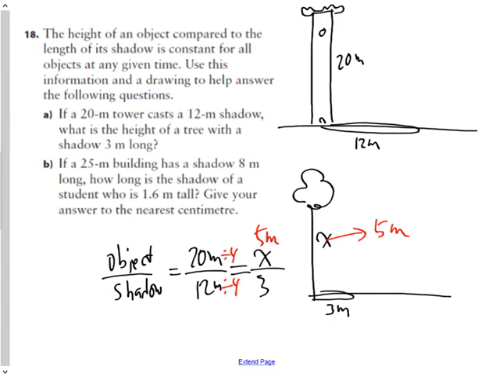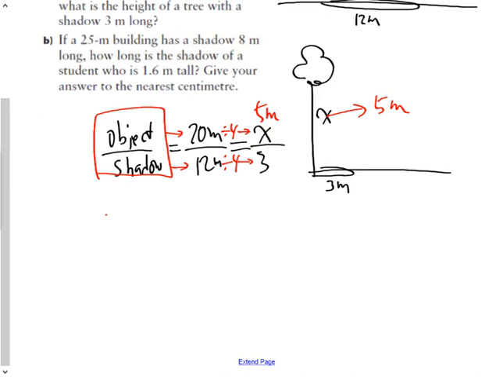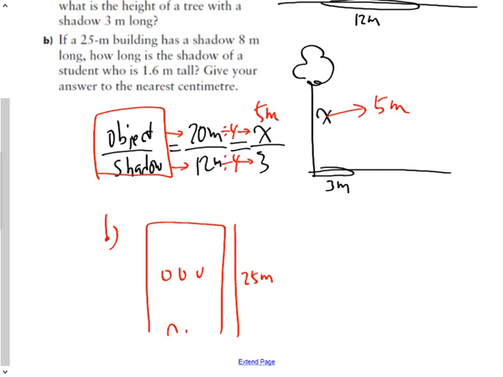Now, the important parts, if you're thinking about what you need to do, is I started with words, I substituted my numbers, and I kept those numbers proportional. Object was always on top, and shadow was always on the bottom. In B, if a 25-meter building, so I'm going to do another building here, a 25-meter building, so this is a 3-window building, it seems reasonable. The 25-meter building has a shadow that is 8 meters long. That is proportional to a 1.6 meter person. And how long is its shadow?